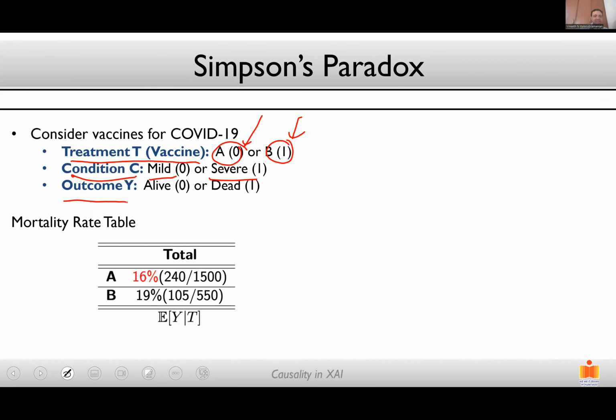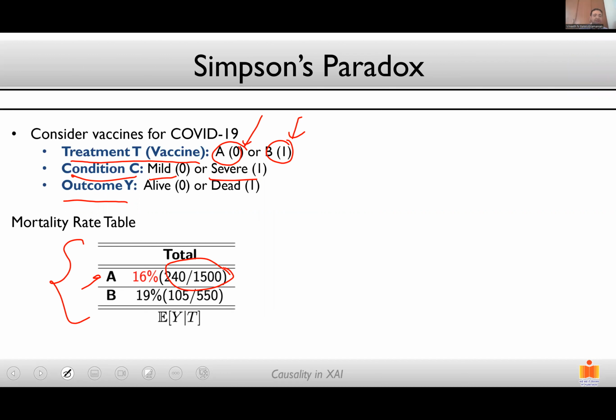Now, let's assume that this is the data that's given to us after collection. And we find that in case of vaccine A, 240 of 1,500 people who received the vaccine had high mortality, which means they passed away.